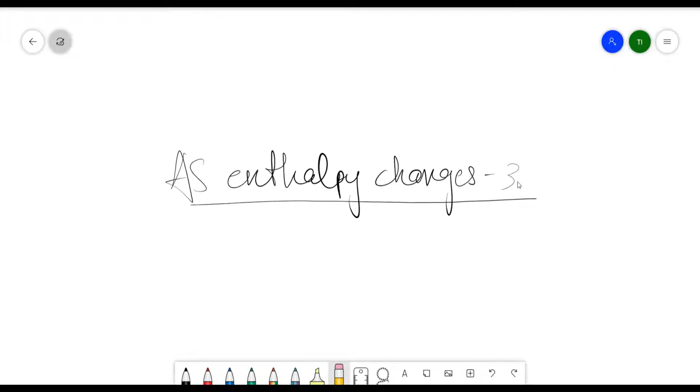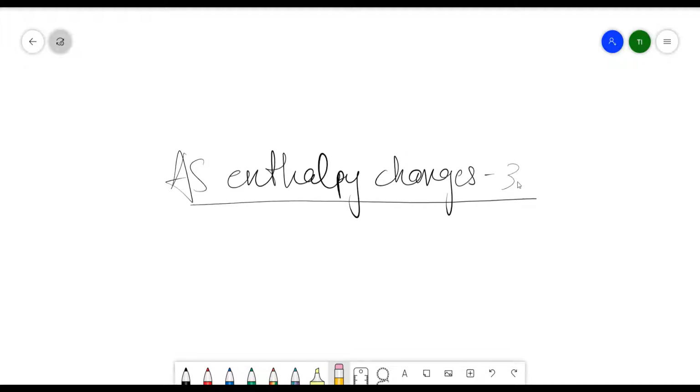Hello everyone, in today's video we'll be covering Enthalpy Changes 3, in essence, just bond energies. This is something that you're really familiar with in your IGCSE years, and it's the only thing that's covered from enthalpy changes in your IGCSE years. It's a very simple topic, but it can get confusing sometimes, so let's cover it today.